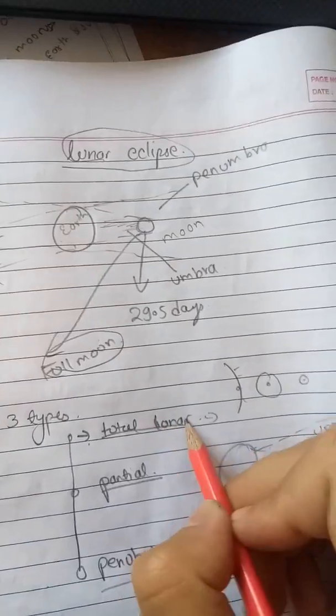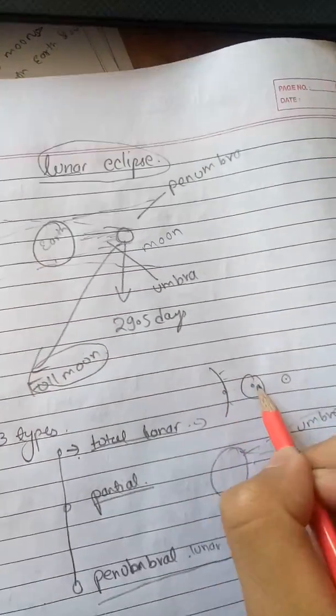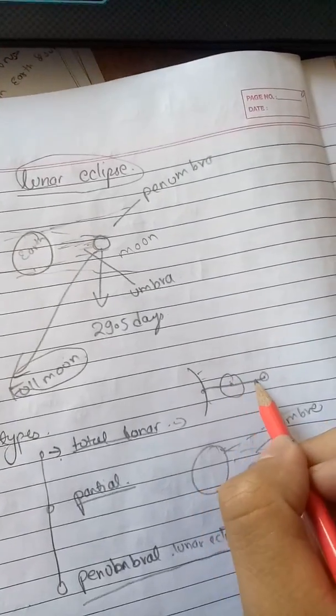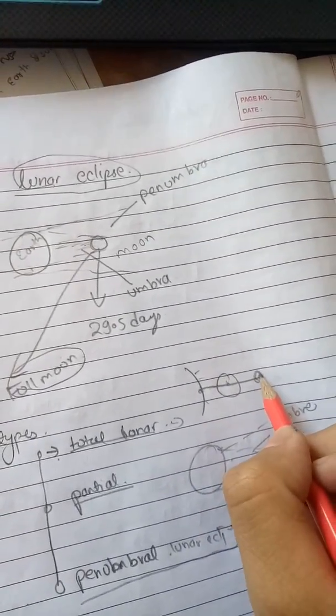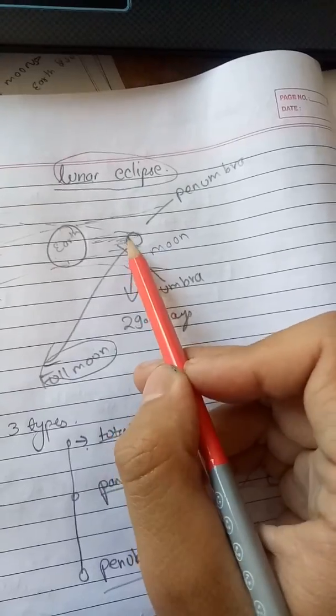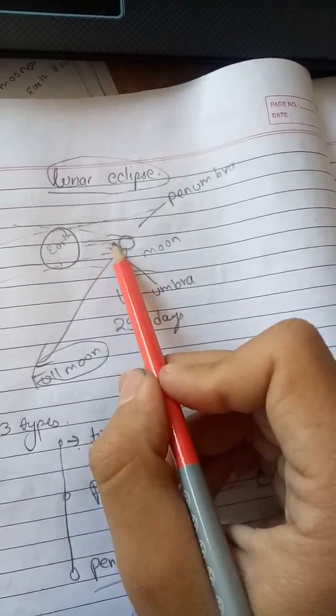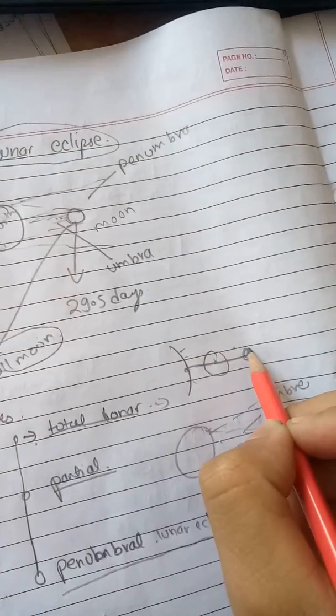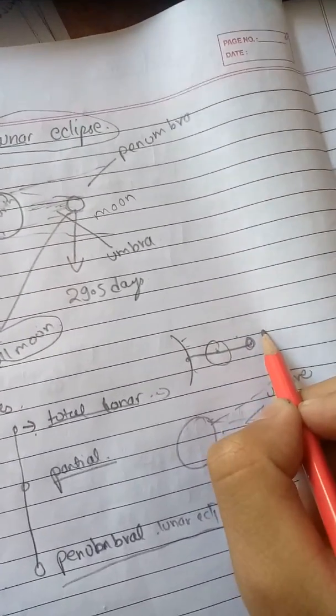Total lunar eclipse occurs when the sun, earth, and the moon are in perfect alignment, and the earth completely blocks the sunlight from the moon, and the moon is in the umbral region of the shadow. The moon appears very red, and this kind of event is very rare.